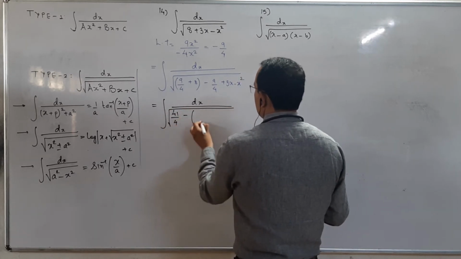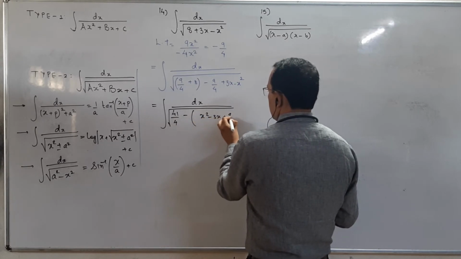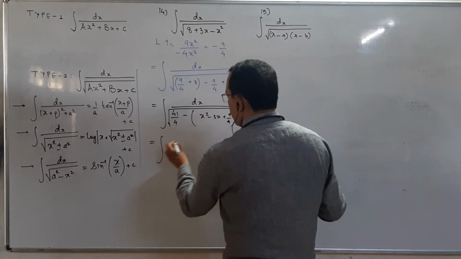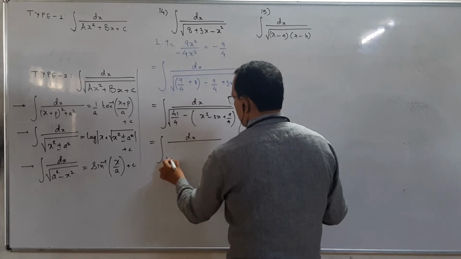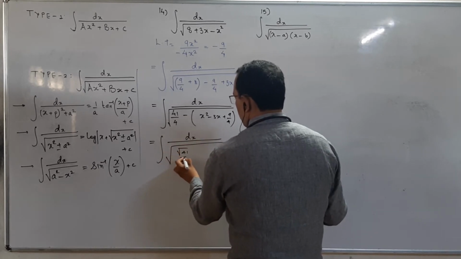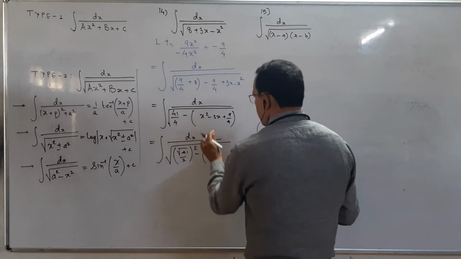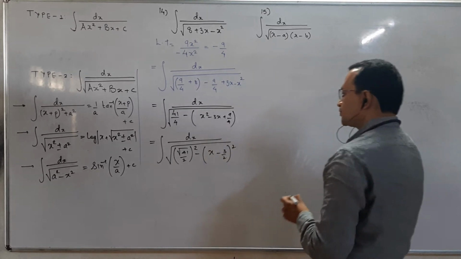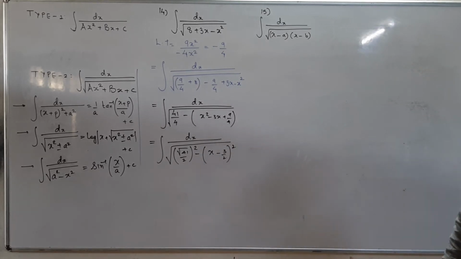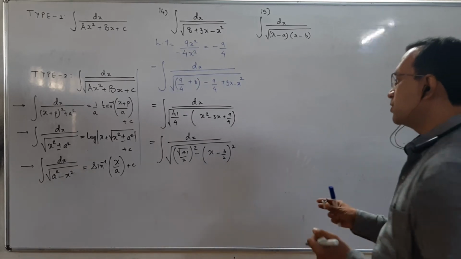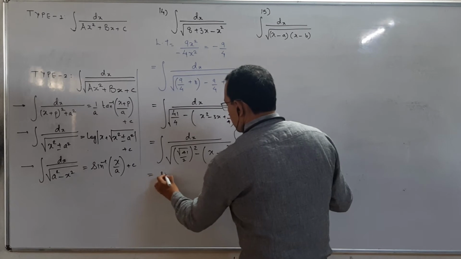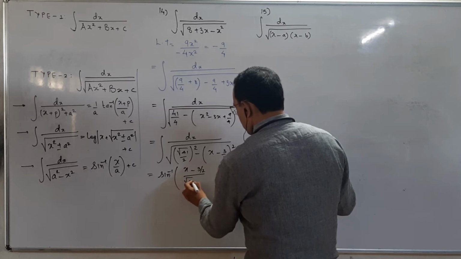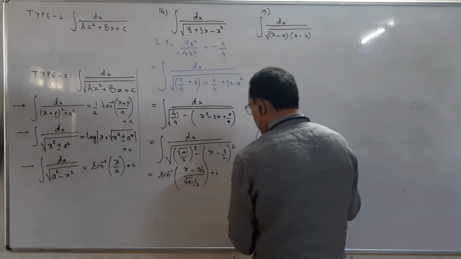And here, taking the minus sign common, x square minus 3x plus 9 by 4. Now I am converting this to a standard form, which is dx upon square root of root 41 by 2, the whole square, minus x minus 3 by 2 square. So which formula? A square minus x square, so sine inverse of x by a. So the answer is sine inverse of x minus 3 by 2 upon root 41 by 2 plus c.